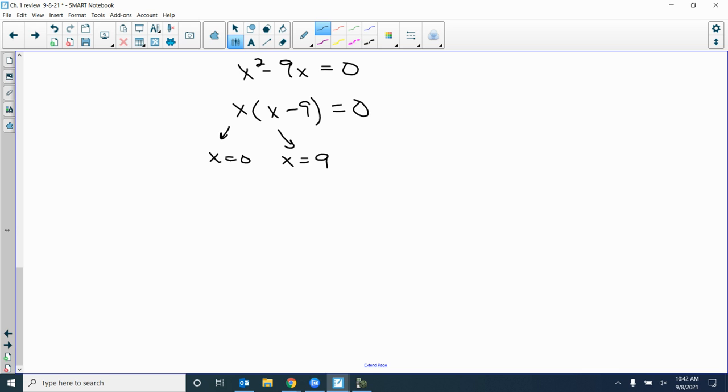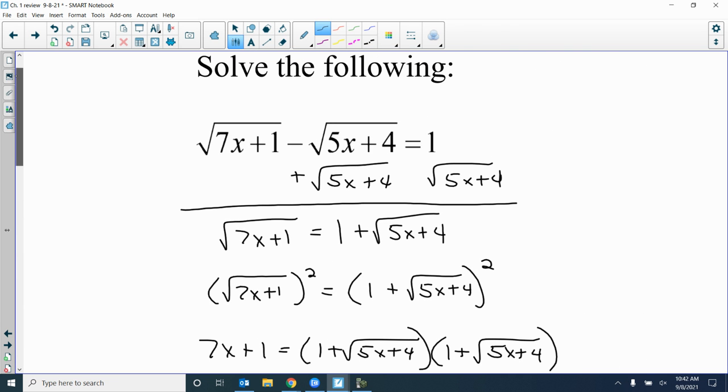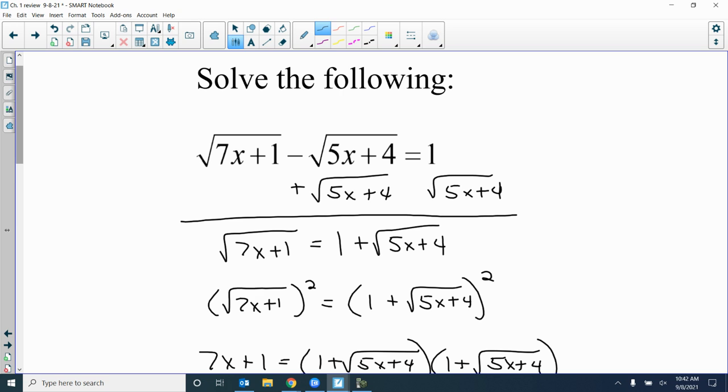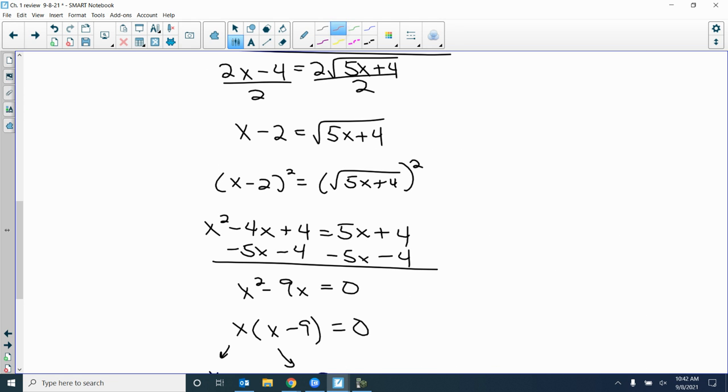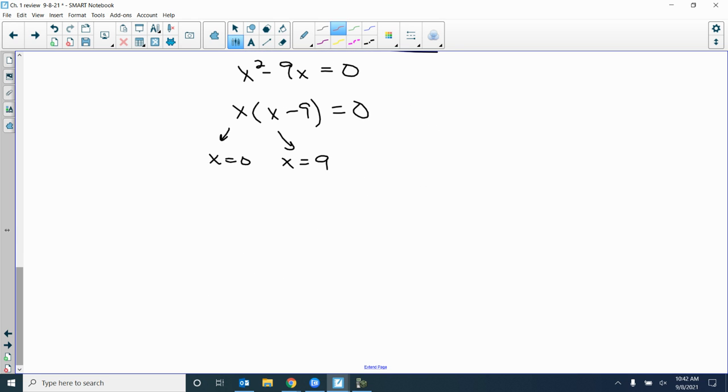Zero doesn't work. You plug in 0 in the top, and what do I end up with? If I plug in 0, I get 1 minus 2, and it says it equals 1. And that doesn't work. So you have to throw 0 out, and you have to be pretty clear for your answers that you are eliminating one of your answers, and the only answer is 9. Okay, the only answer is 9.